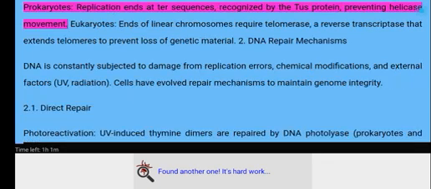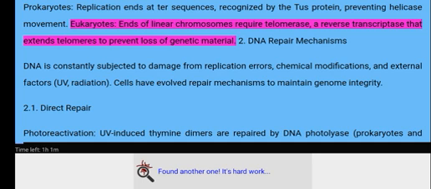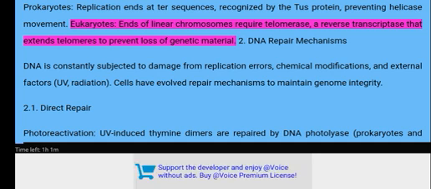1.2.3. Termination. In prokaryotes, replication ends at Ter sequences, recognized by the Tus protein, preventing helicase movement. In eukaryotes, the ends of linear chromosomes require telomerase, a reverse transcriptase that extends telomeres to prevent loss of genetic material.